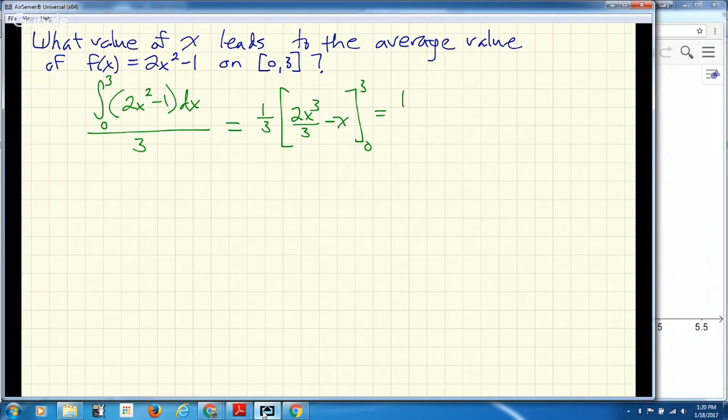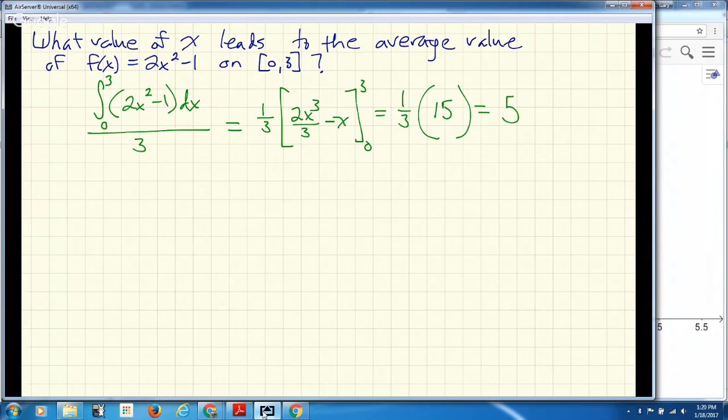Pretty straightforward. Plugging 0 into either of those is nice. So in the end, I'm just going to get 1/3 times the right-hand value plugged in, which is, let's see, 3 cubed is 27, divided by 3 is 9. 9 times 2 is 18, and then we're going to get a minus 3, so that's 15. And then if we plug in 0, we get 0 minus 0, which is still 0. 1/3 of 15 is 5. All right, so we're finding the average y value is 5.